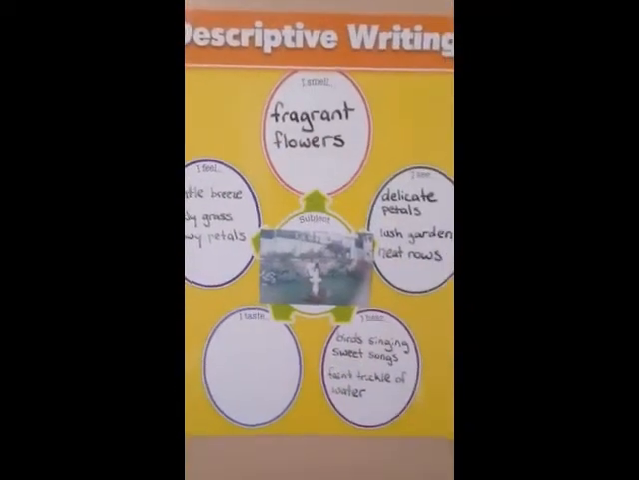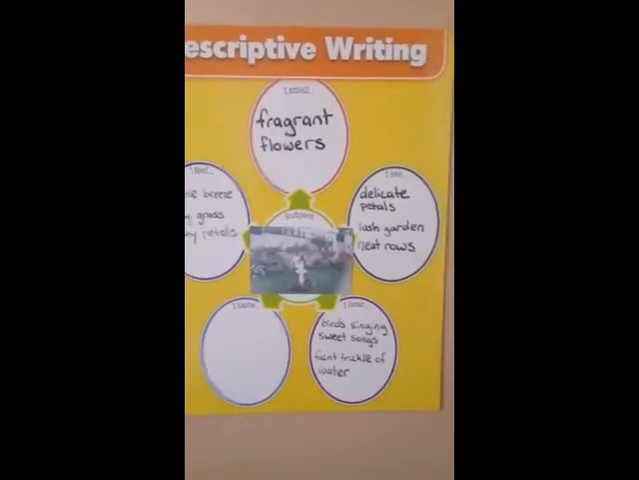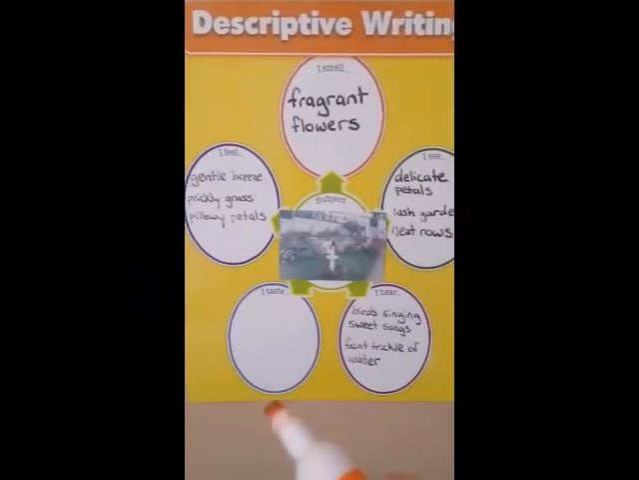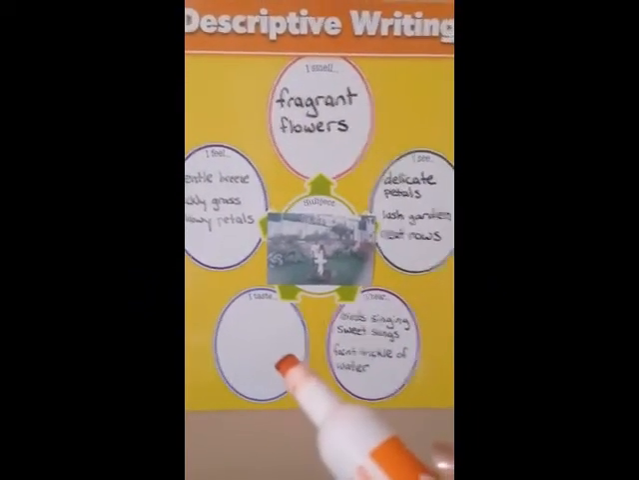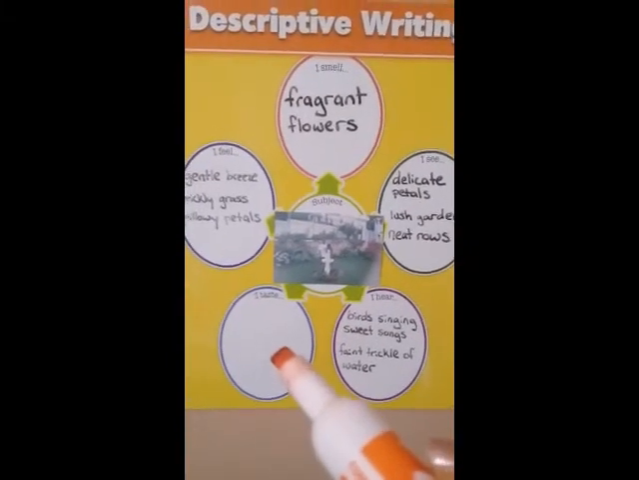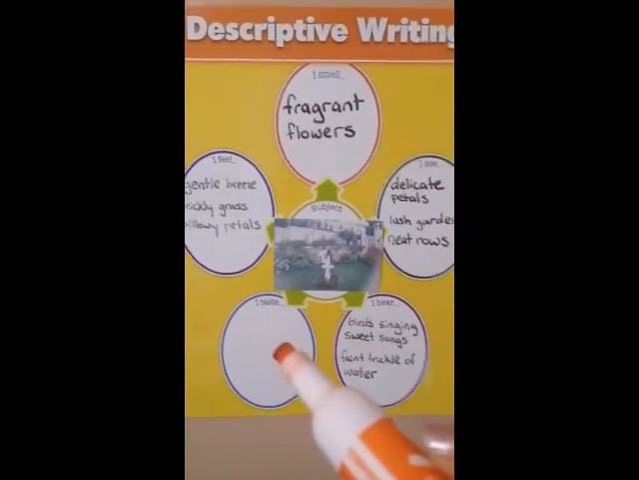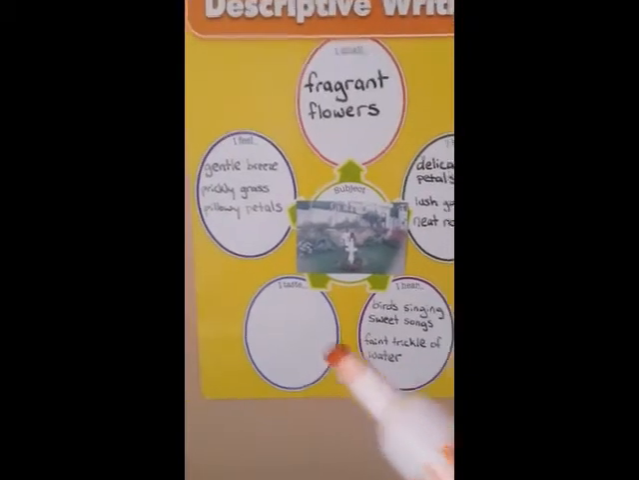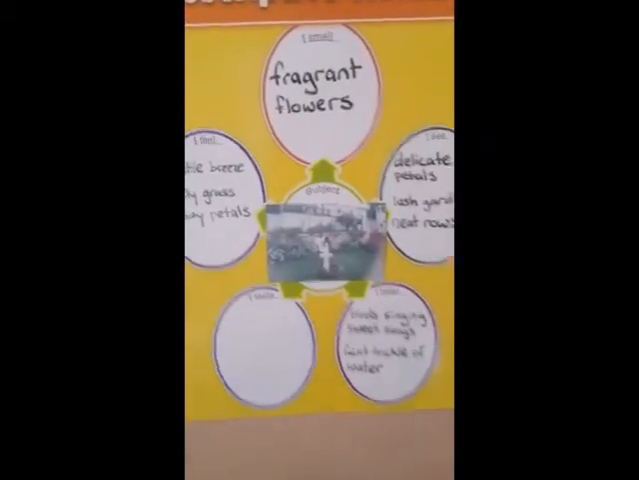All right, so I went ahead and filled this in off camera, and you'll notice that I left taste blank. Why do you think I left taste blank? Well, because I'm not eating anything in the garden. I'm not eating the flowers or the dirt or the grass. So it didn't make sense to include those. I focused instead on the other 4 senses.